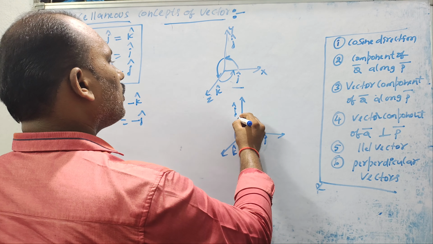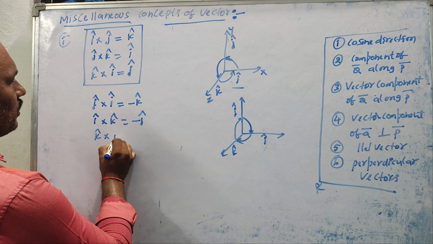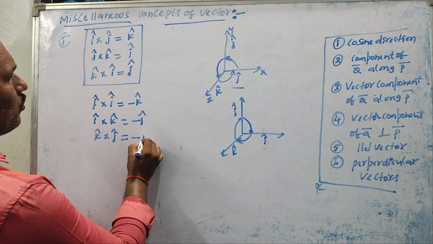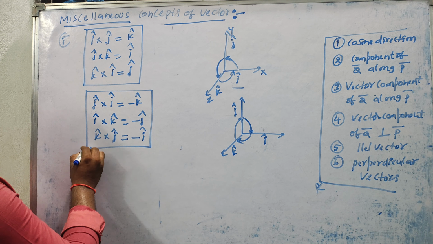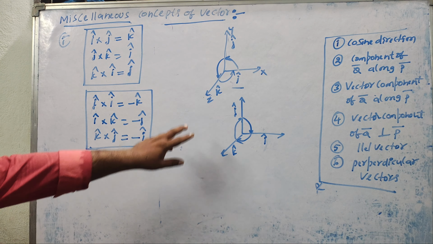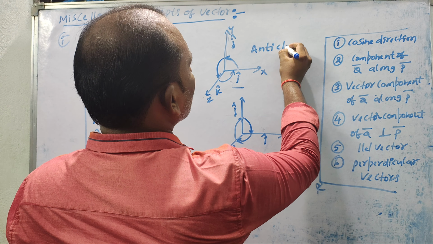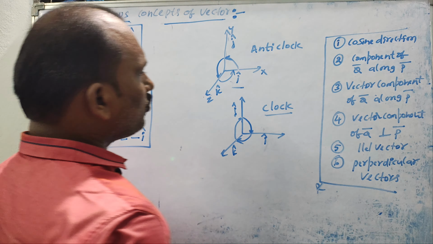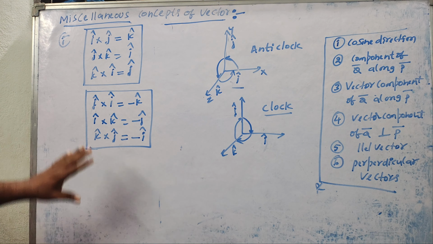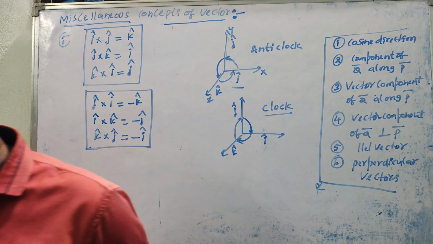So once again, k cap into j cap is equal to minus i. So this is the way we have to get another. When we are going in this direction, it is anti-clockwise, and this is the clockwise direction. So how to tackle this cross product? This is the way we have to deal with the cross product. I hope you people have understood.